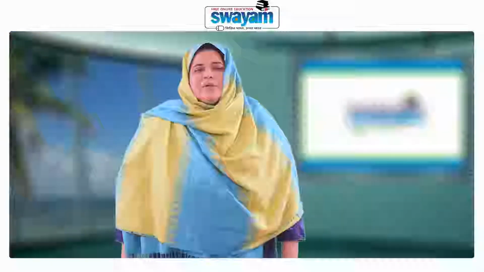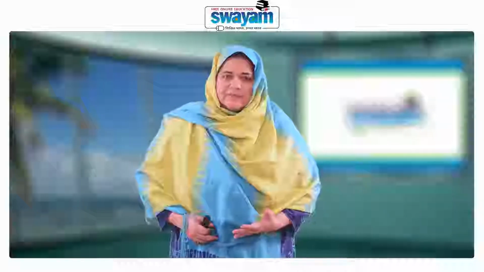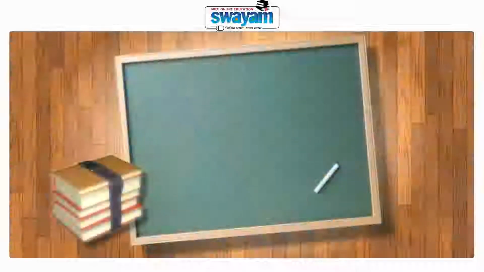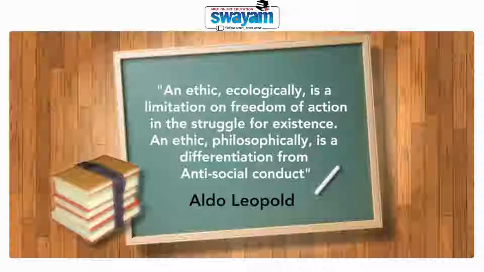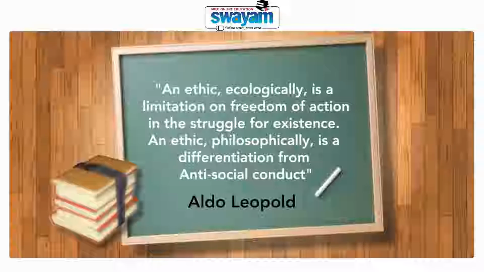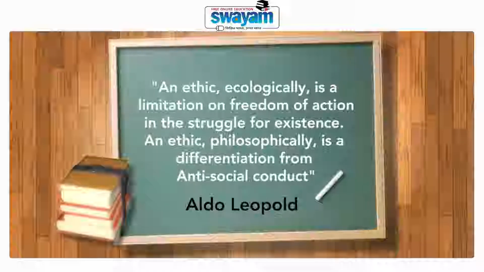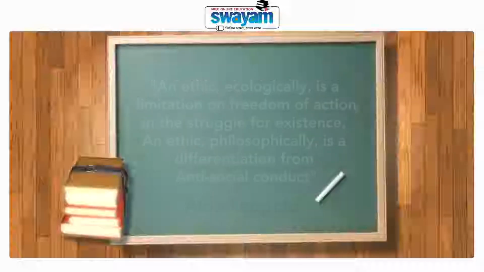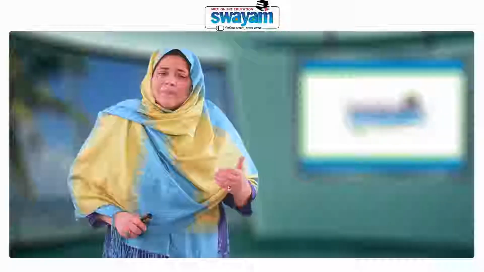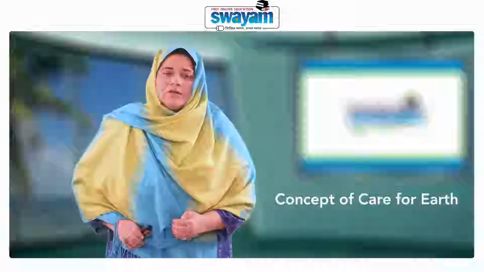Friends, let us look at first the environmental ethics. As defined by Aldo Leopold, who is remembered as the father of conservation biology in the world, an ethic ecologically is a limitation on freedom of action in the struggle for existence. An ethic philosophically is a differentiation from anti-social conduct. The spirit of this definition runs into a major global action that is called the concept of care for Earth.